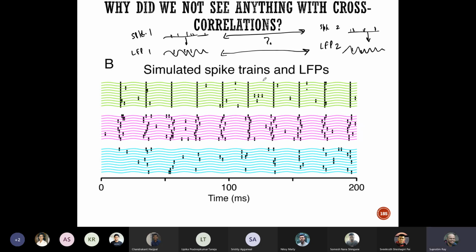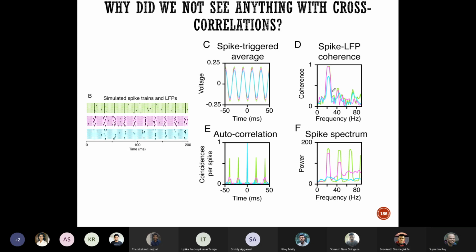And these 10 traces correspond to 10 different trials. So now, if I look at the spike triggered average, which is the average LFP locked to the spike, that's the green trace here. Of course, you'll get a nice sinusoid, which corresponds to this oscillation. Remember, the time scale is different. This is minus 50 to 50. This is 0 to 200. So the spike triggered average catches this oscillation.